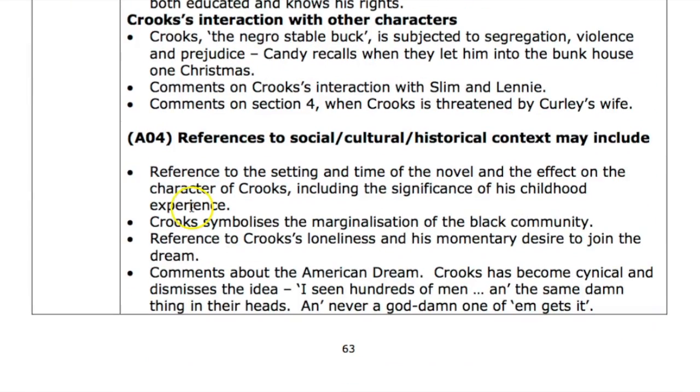If for example you're referring to the fact that Crooks is black, and how that relates to his treatment by the other characters, make sure you're relating it to how it symbolises the marginalisation of the black community. How in 1930s America, the black community had very, very few of the rights and very few of the privileges that it has today.